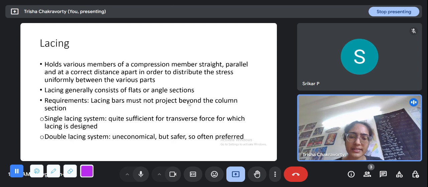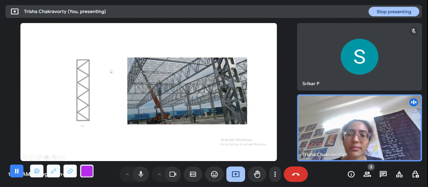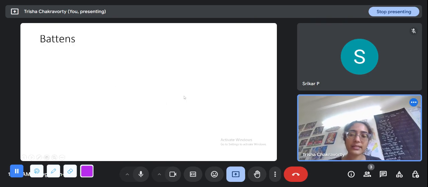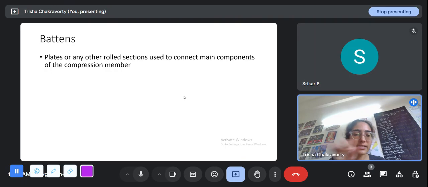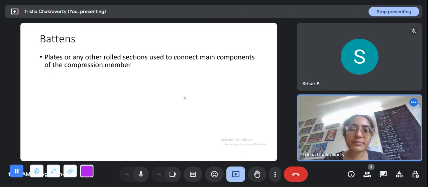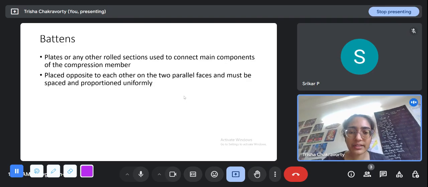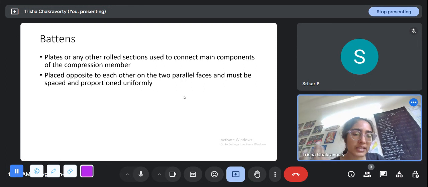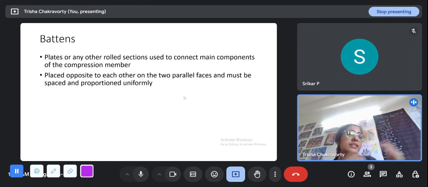Single lacing system and double lacing system. This is a lacing bar. So double lacing will be where there will be another set of crosses like this, opposite to this. This is double lacing. Battens are plates perpendicular to the column length. Plates or any other rolled sections are used to connect the main components of the compression member. Plates are placed opposite to each other on the two parallel faces and must be spaced and proportioned uniformly. Because if we don't do this uniformly, even though battens and lacing members are making our design safer, if there is skewness or non-uniformity in the design, then some additional stresses will come. So we would try to keep our design as symmetric as possible.